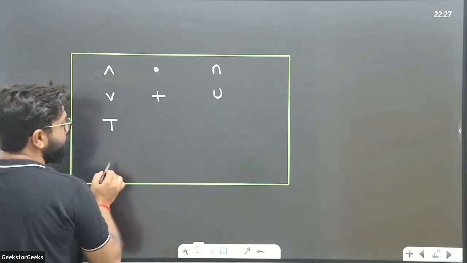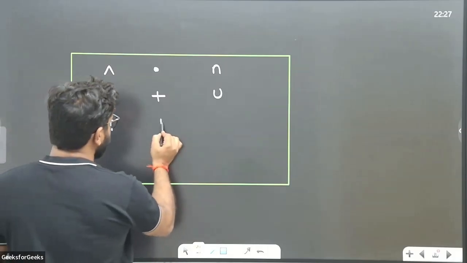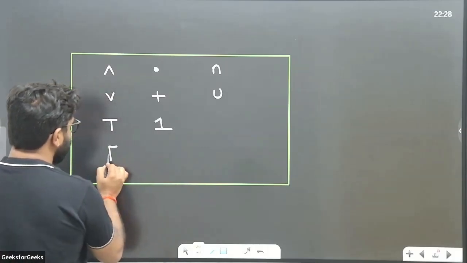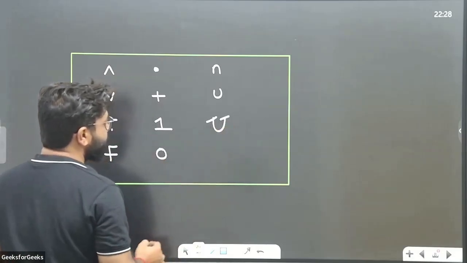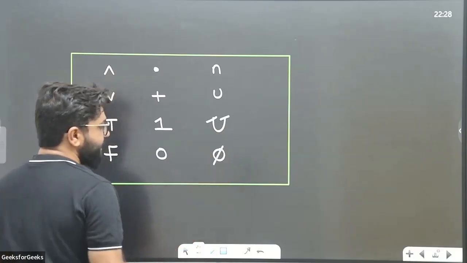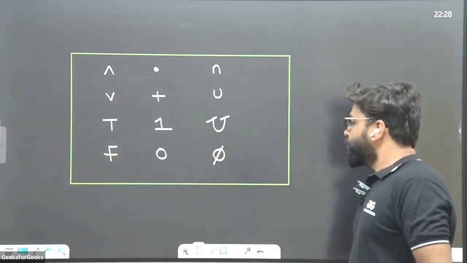And true in mathematical logic will become 1. False in mathematical logic will become 0. In set theory, it will become the universal set. And here it will become phi. So for example, I'll try to show you.